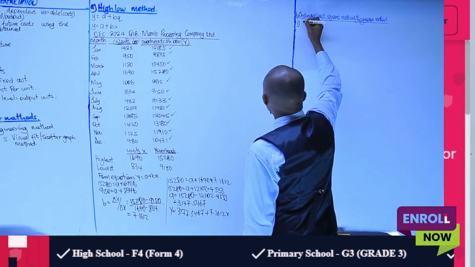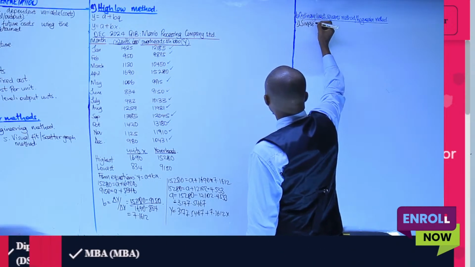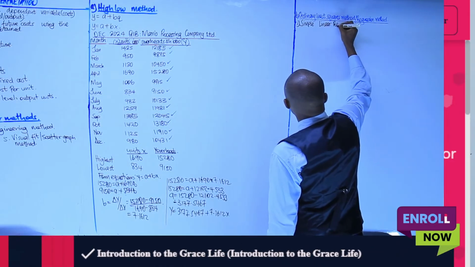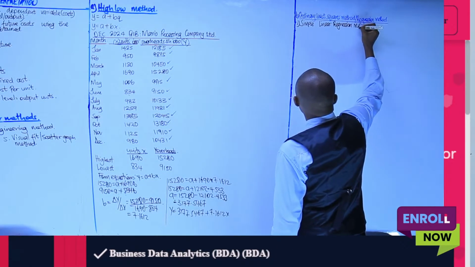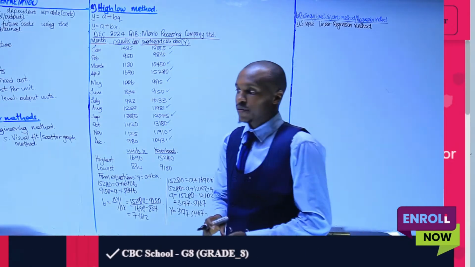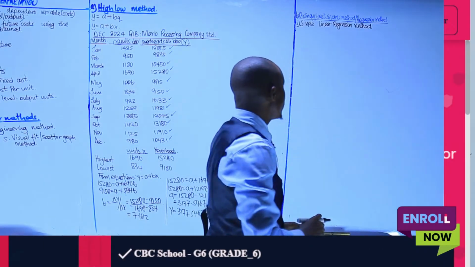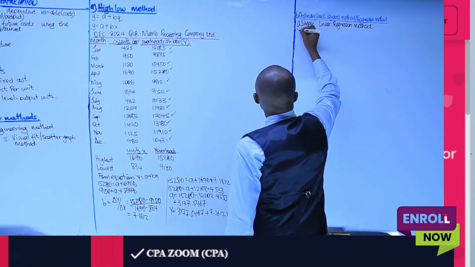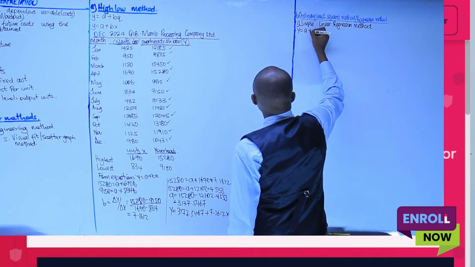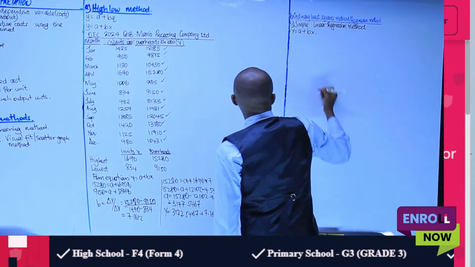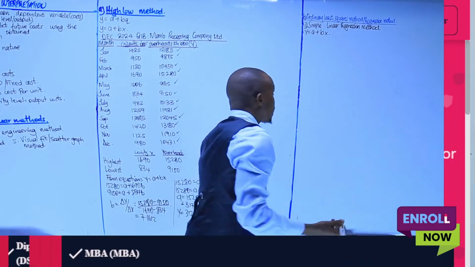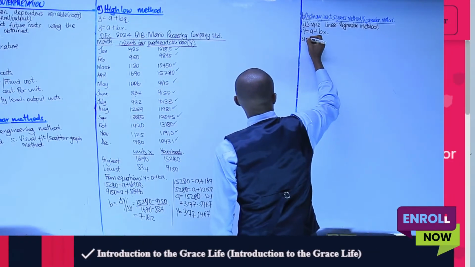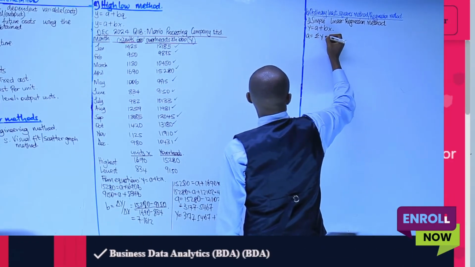Least squares, which is a simple linear regression method. To form the regression equation, you put in place a linear regression of the form y = a + bx, where a is given by the summation of y, minus b times the summation of x, divided by n.